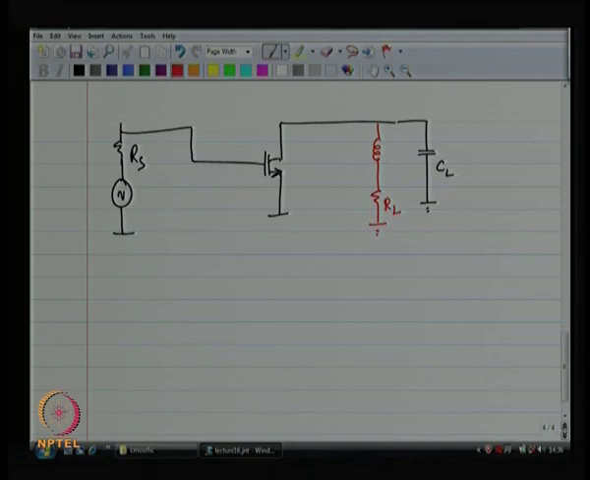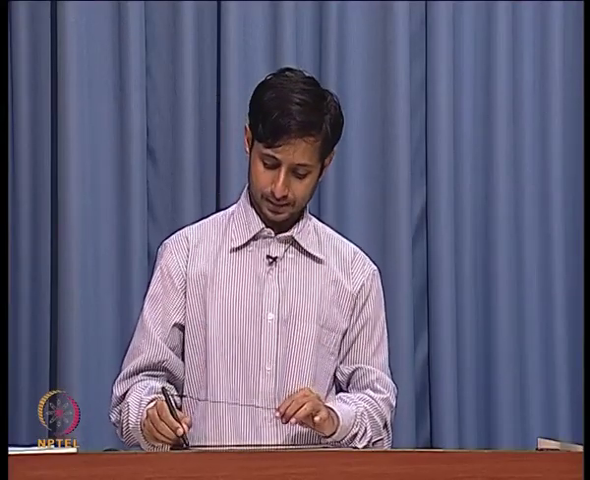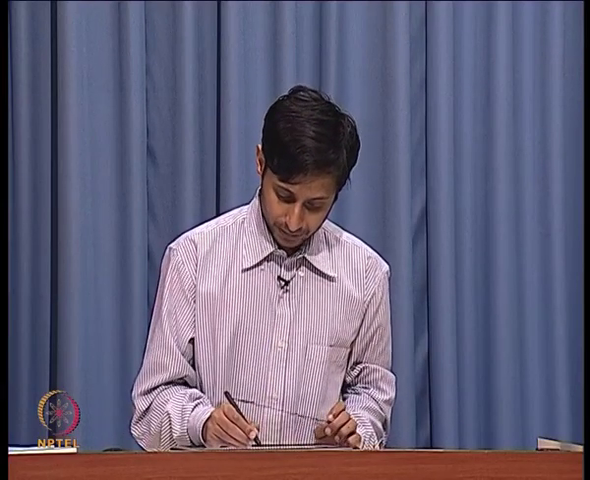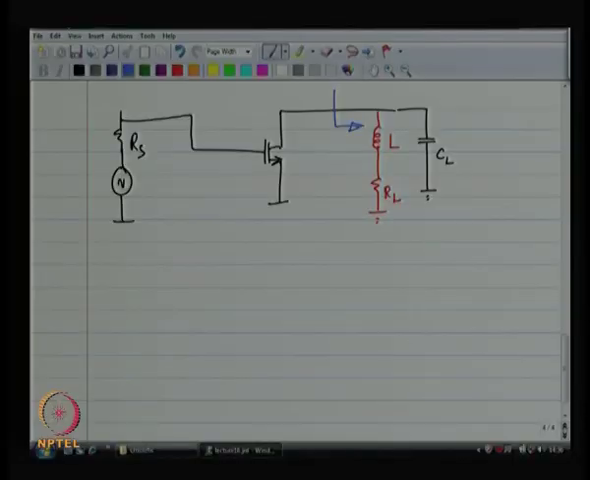So, the first suggestion is that why do not I add an inductor over here? Okay. What does this do? So, let us take a look. We are going to compute the impedance looking into the load network.